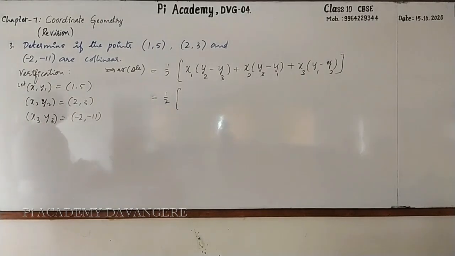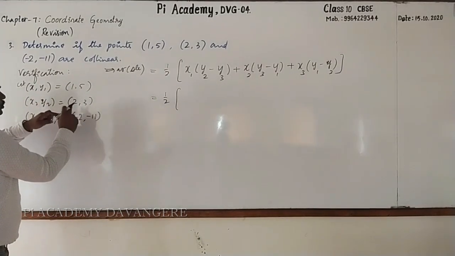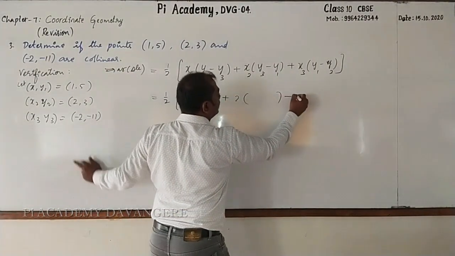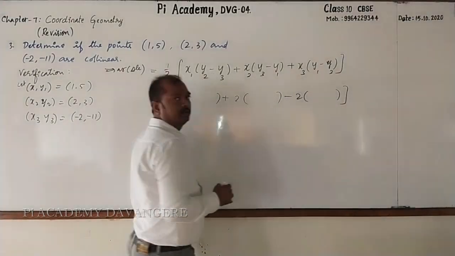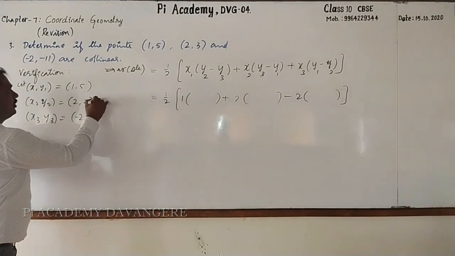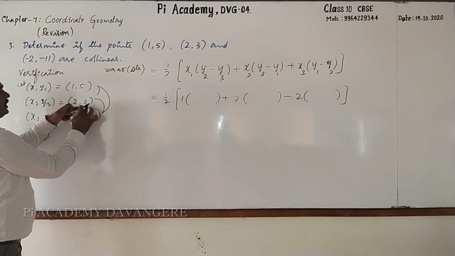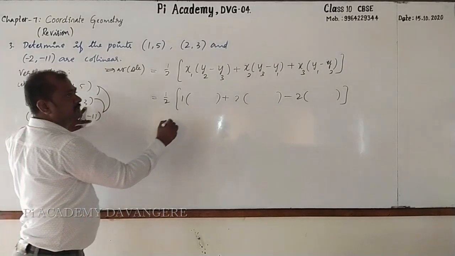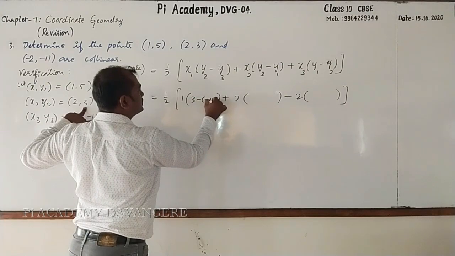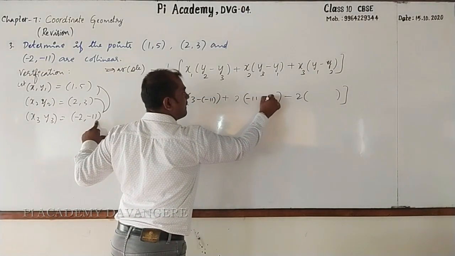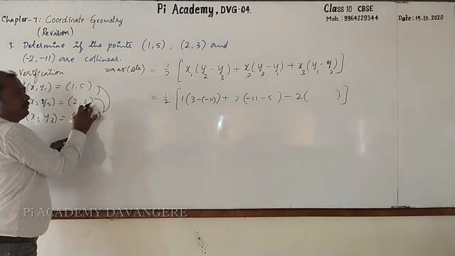Now this is equal to half into. What is the first step? Substitute only x1, x2 and x3. See that? 1, 2, minus 2. 1 plus 2 minus 2. Next, follow this one. y2 minus y3, that is 3 minus of minus 11. Then minus 11 minus 5. Then 5 minus 3.